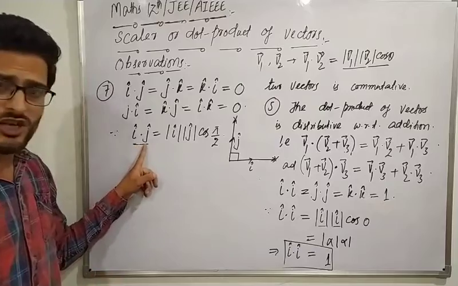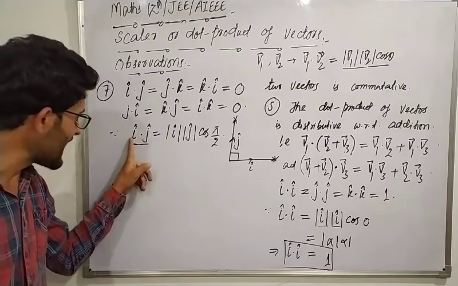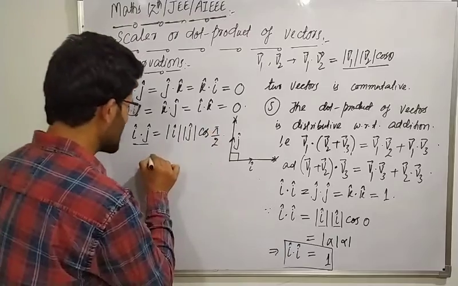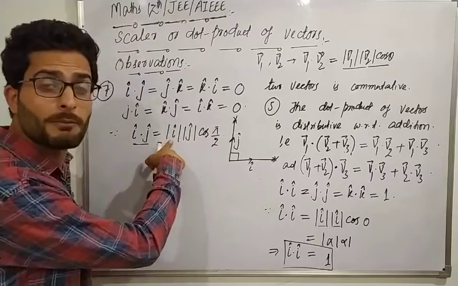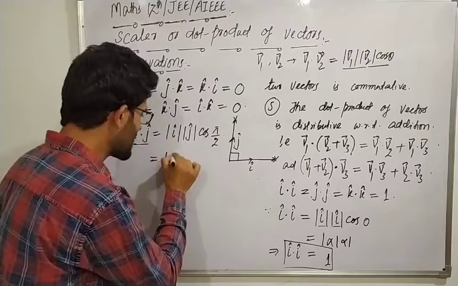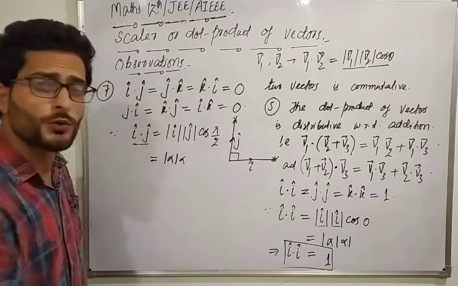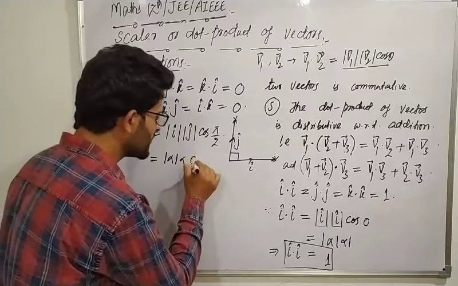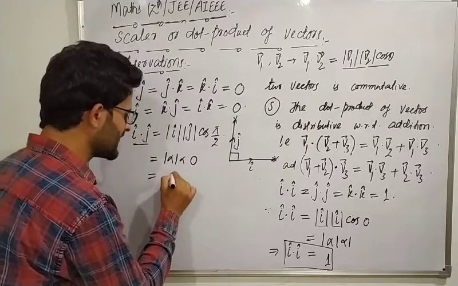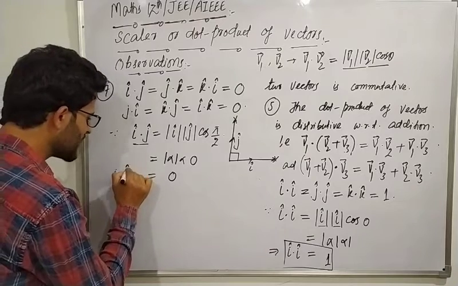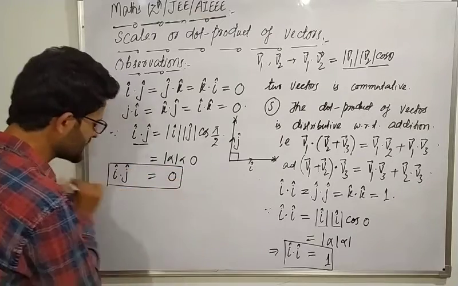So i dot j is equal to magnitude of i into magnitude of j into cos pi divided by 2, and that's equal, what is magnitude of i? Magnitude of unit vector 1 into magnitude of j unit vector again 1 into cos pi by 2. Cos 90 का वैल्यू वो 0 आएगा, and 0 into anything is what? 0. So that is why i dot j is equal to 0.